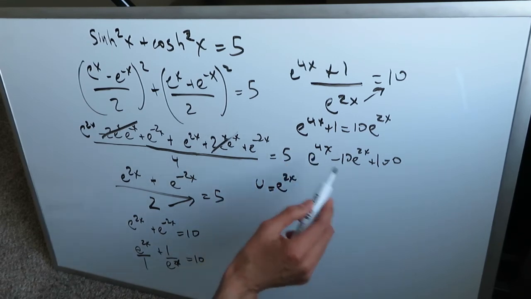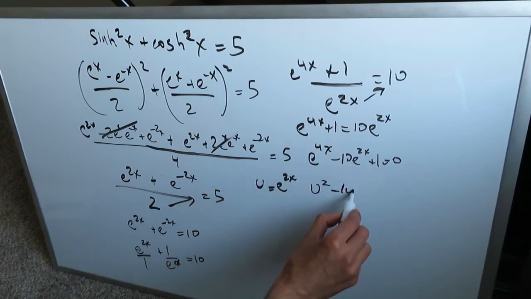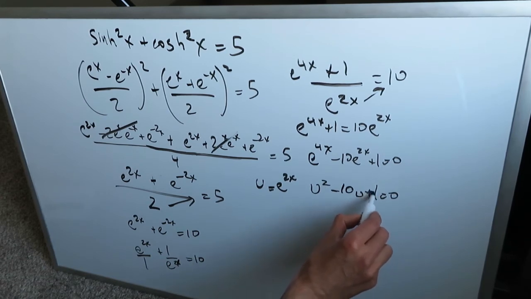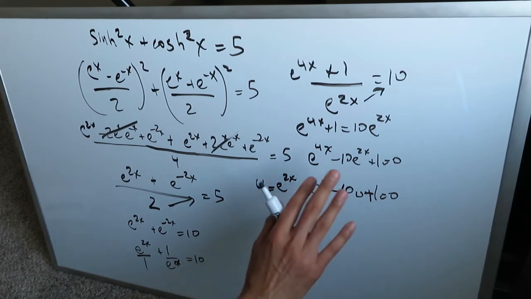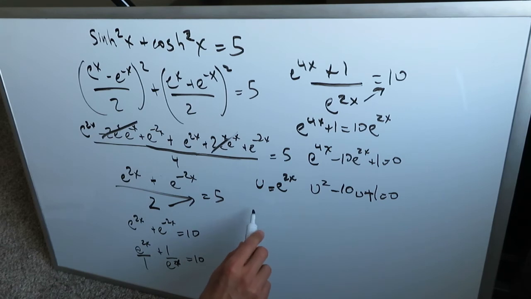Therefore, by the same measure, u squared minus 10u plus 1 is equal to 0. Now you know exactly what you gotta do. A quadratic formula. Let's make our writing neat. u squared minus 10u plus 1 equals 0. You have an a, you have a b, you have a c. You hit it with the quadratic formula.